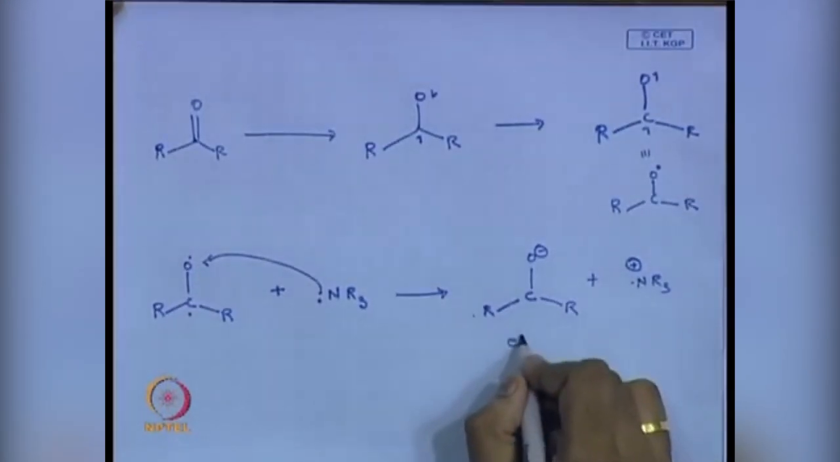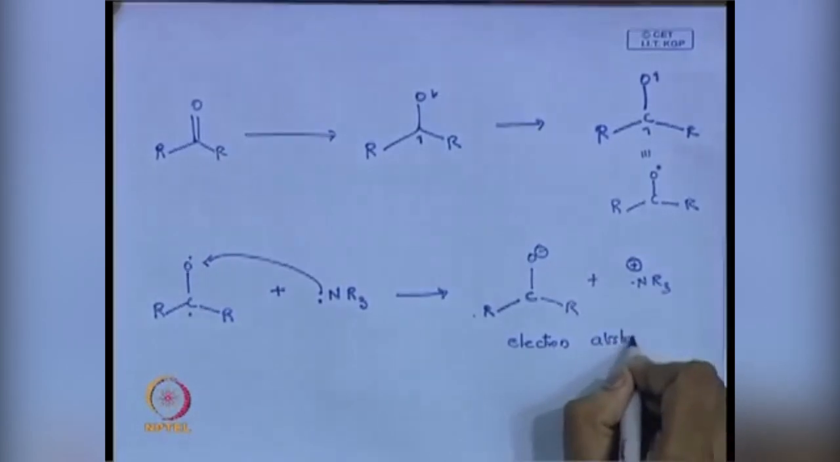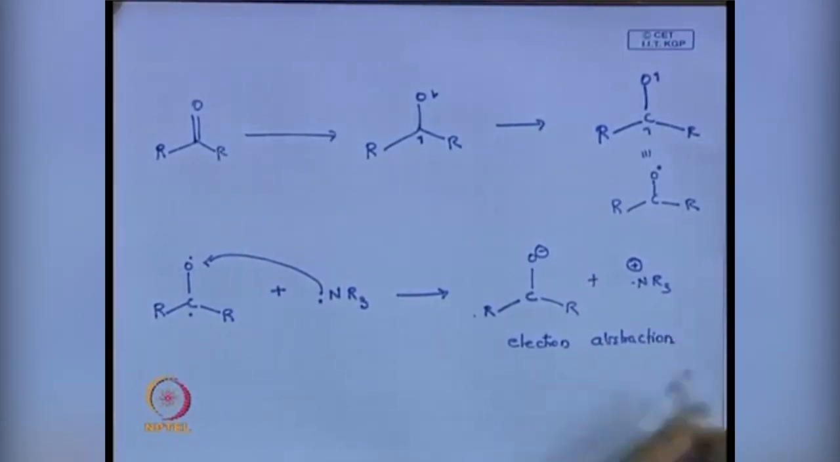This we call an electron abstraction reaction in carbonyl. This is your first n pi star reactivity. Okay. This is the electron abstraction reaction. Just I am taking my alkoxy radical idea and just fitting it with my carbonyl chemistry. That is all. I am not doing anything different here. So, we call this an electron abstraction reaction.